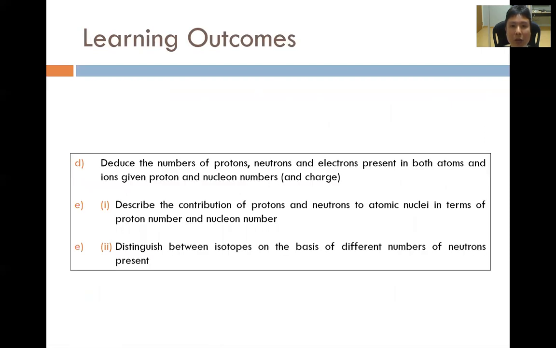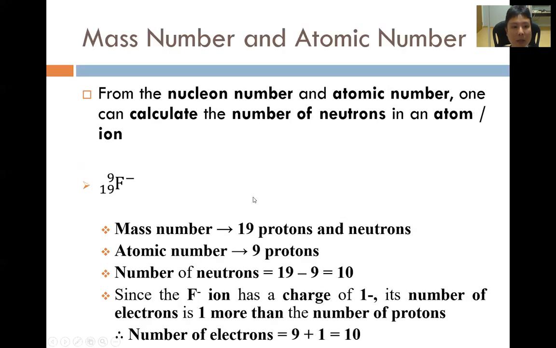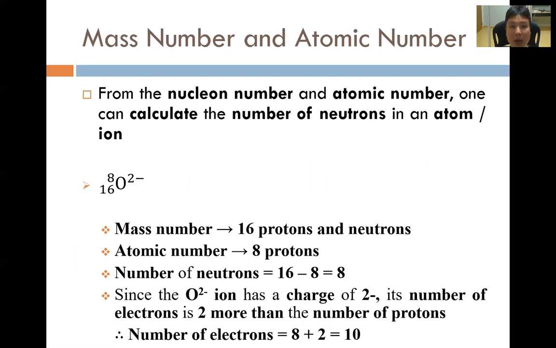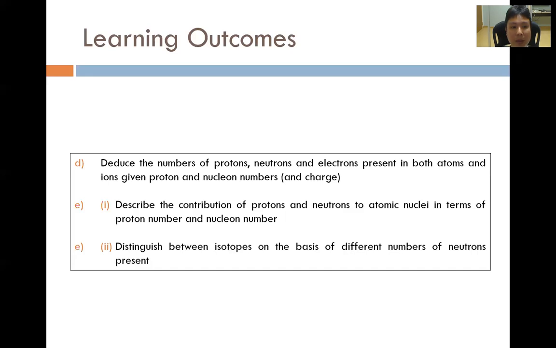Okay, so having gone through all those slides, candidates hopefully now should be able to deduce the number of protons, neutrons, and electrons present in both atoms and ions given proton and nucleon numbers. So these are basically the 4 examples that we have gone through: Na+, Al3+, F-, as well as the O2- ion. Describe the contribution of protons and neutrons to atomic nuclei in terms of proton number and nucleon number.